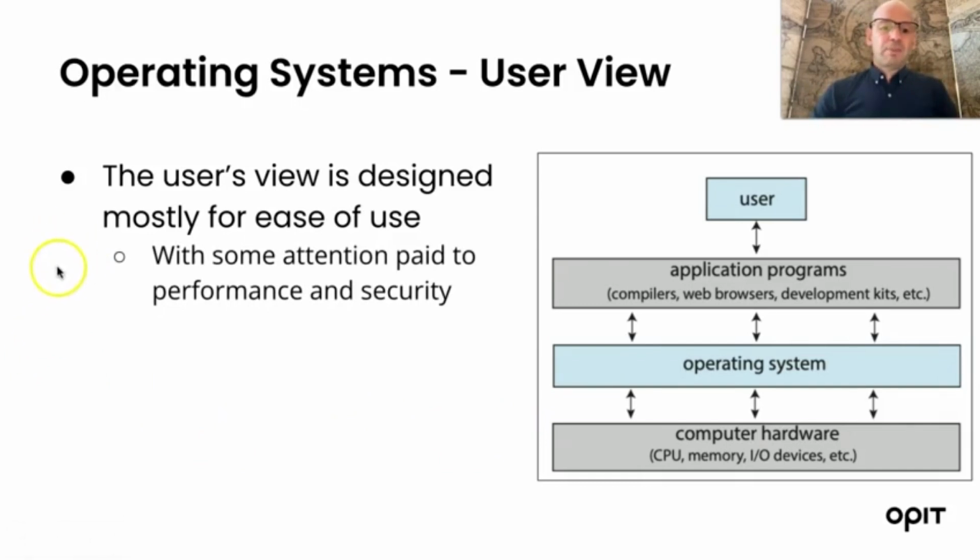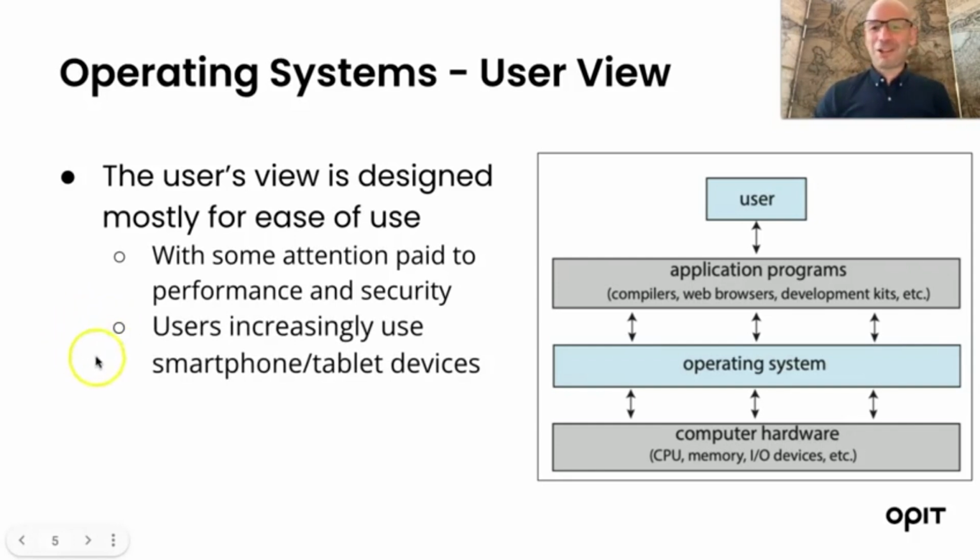And there is some attention paid to performance, of course. The users want their applications to run smoothly. And then security. So some way in which there's secure access to the operating system and then secure access within the operating system. So that, for example, user programs don't tread on system processes.